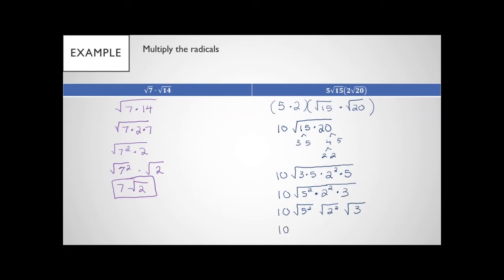So I have 10. When you take the square root of 5 squared, those cancel, so I'm left with just 5. Square root cancels the square on the 2, so I'm left with just 2. And all of those are multiplied together. So I end up with 10 times 5 times 2. So 10 times 5 is 50, times 2 is 100. So my final answer is 100 square root of 3.